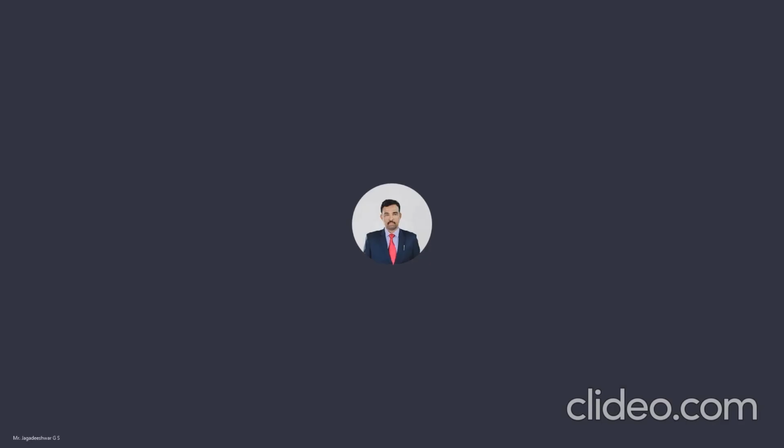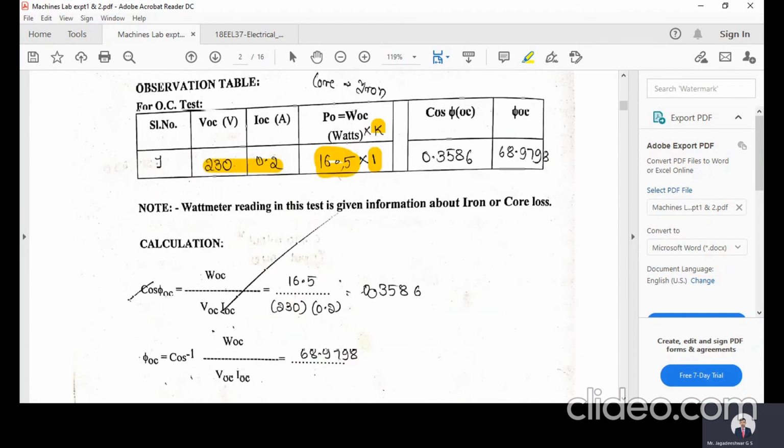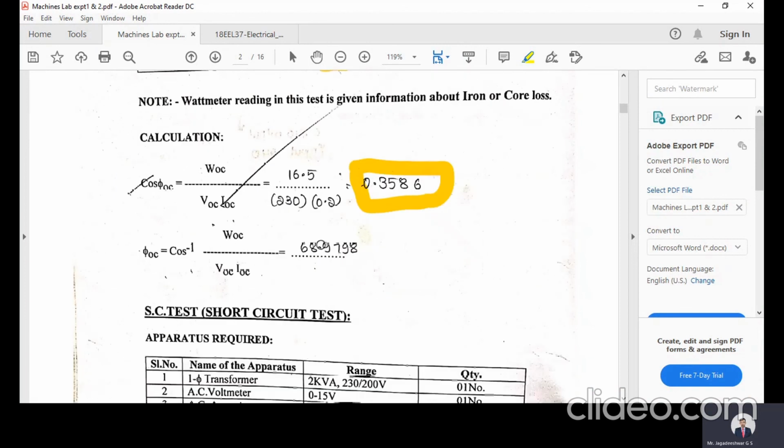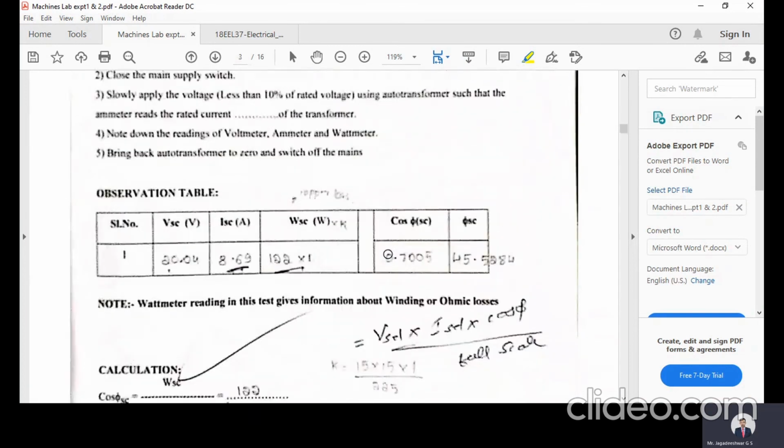After conducting the SC and OC tests, here you have tabulated already. So VOC is 230 and IOC is 0.2, and P naught, the wattmeter reading, is 16.5 multiplied by K. K is nothing but the wattmeter constant. In this case it is 1, and you can calculate cos phi naught, which works out to be 0.3586. Phi naught is 68.97 degrees. So these are the readings you have taken.